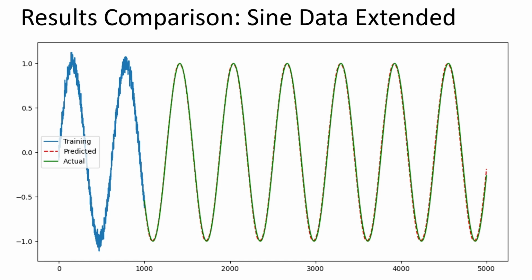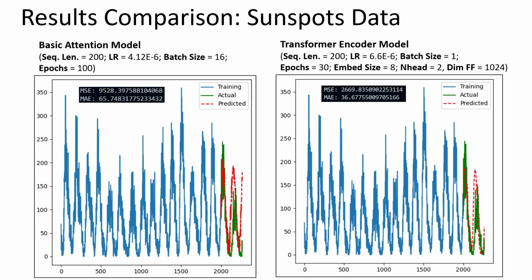But I also wanted to try it on some real-world data that wasn't as easy to forecast from. So I applied it to the same sunspots data set that I previously used for the basic attention model. And again, I have the attention results on the left and the transformer encoder results on the right. And it's exciting to see that the error is significantly better, at least I think so, for the transformer encoder model.